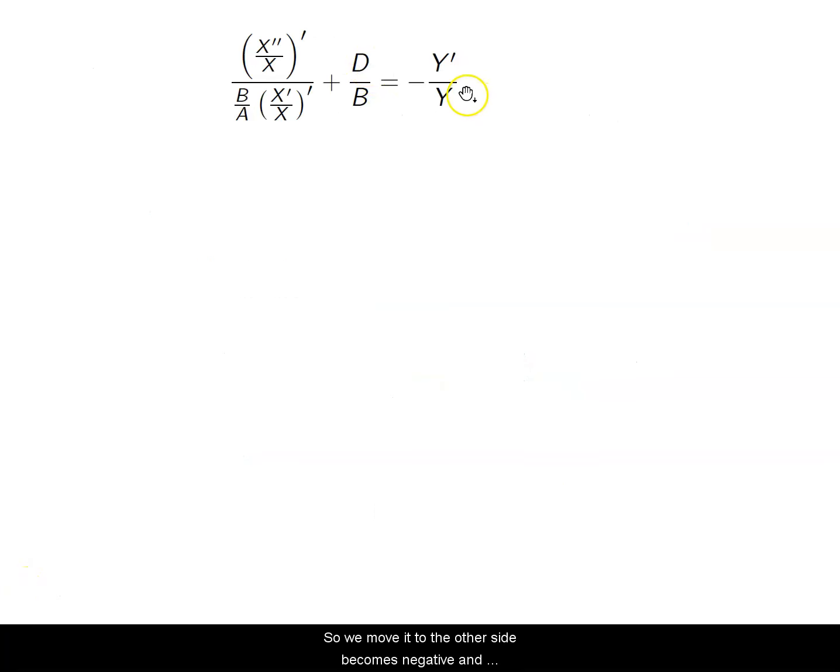So we move it to the other side, it becomes negative. And so let's think about what we have here so far. I have a function in y only and a function in x only, and they're being equal. How can a function in y only be equal to a function that's only in x? They're completely different variables, right?